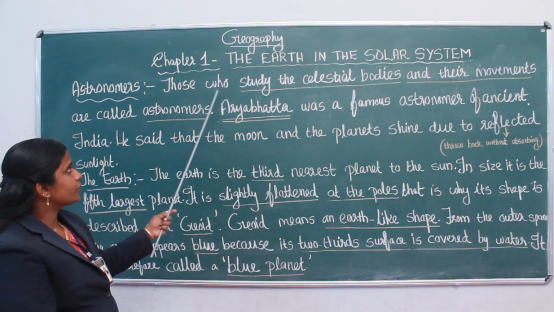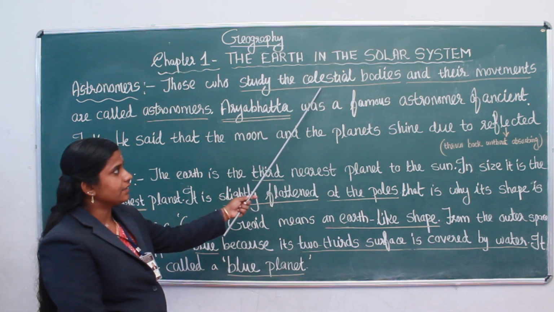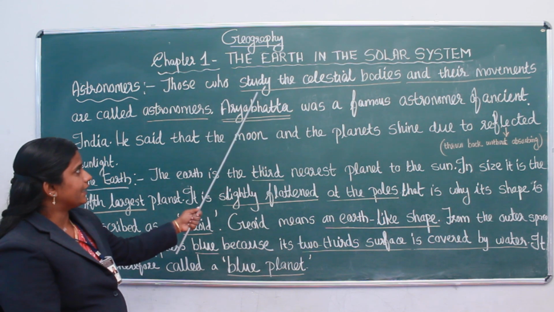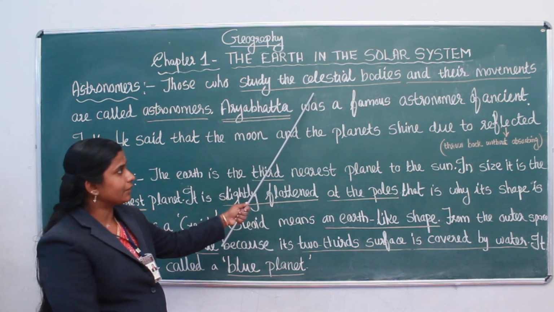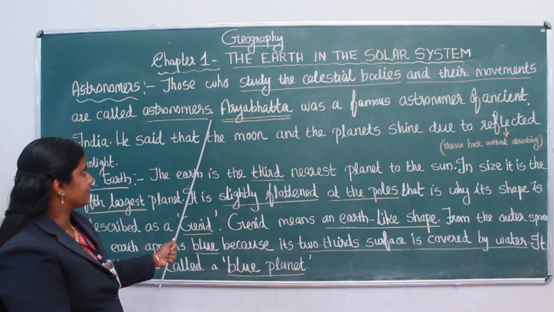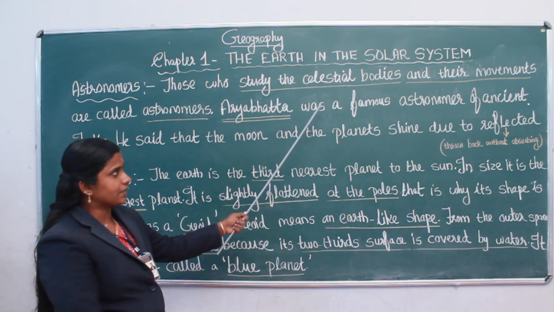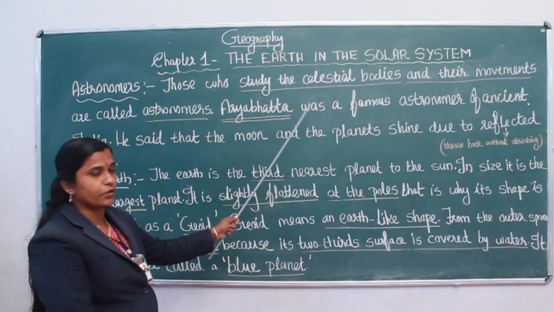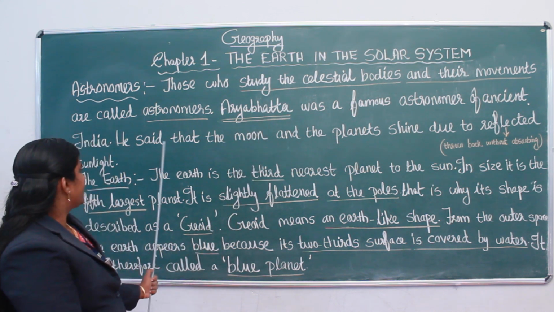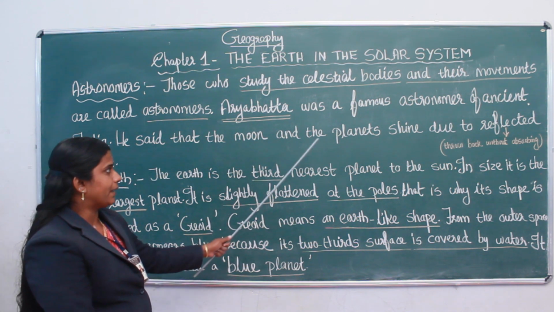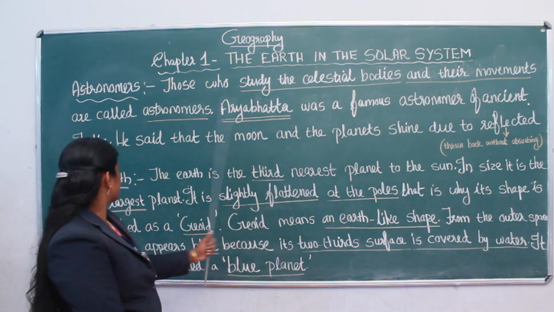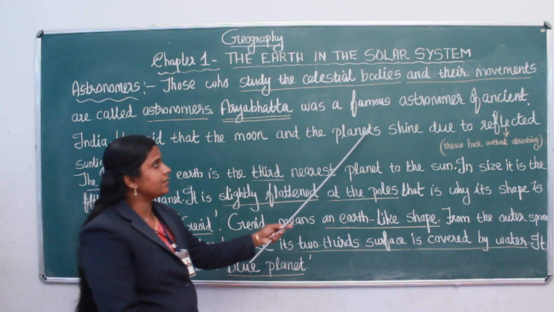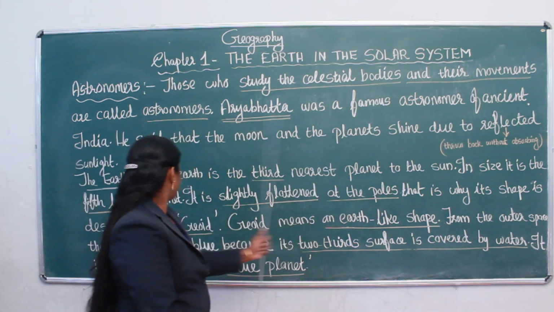Astronomers. Those who study the celestial bodies and their movements are called astronomers. Aryabhatta was a famous astronomer of ancient India. He said that the moon and the planets shine due to reflected sunlight.